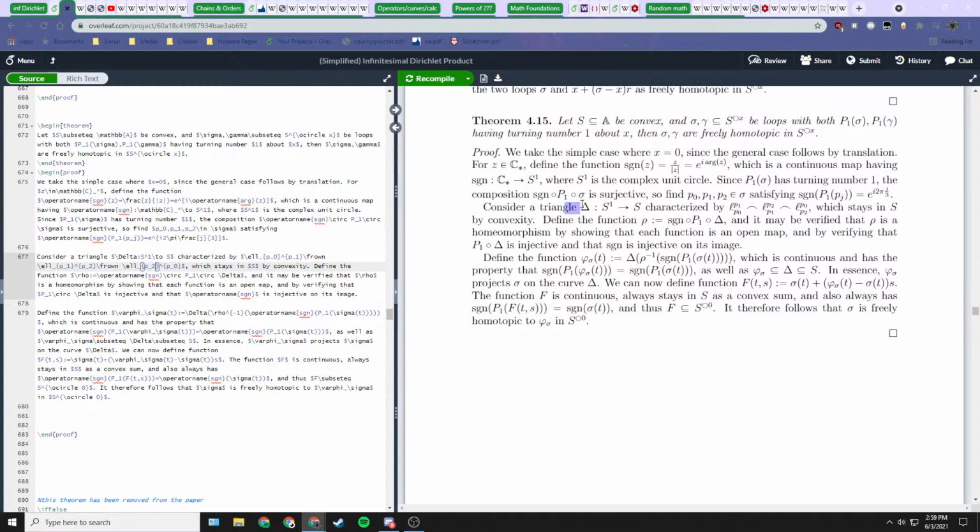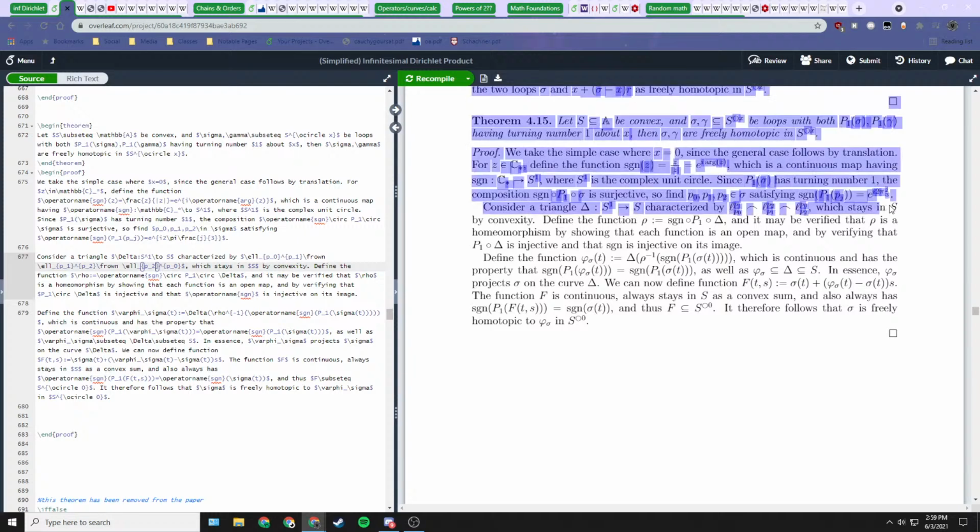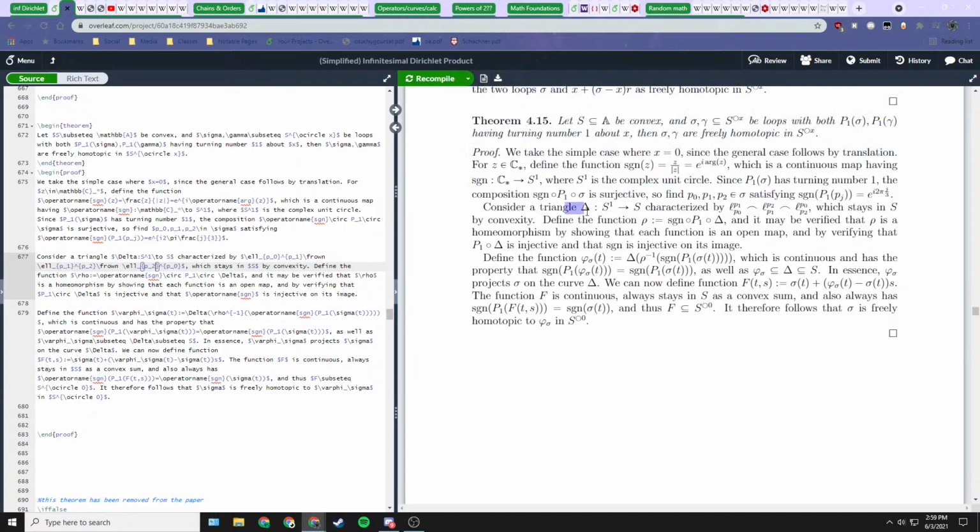So we're going to have this triangular loop. It follows these points. Since all of these points, P0, P1, P2, are points in S, and delta just draws these line segments in S, this will stay inside the set S by convexity. Using this, we're going to define this function rho. This function is the sign of the first projection of delta.